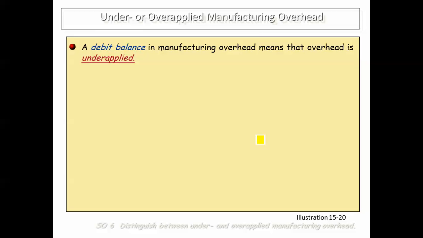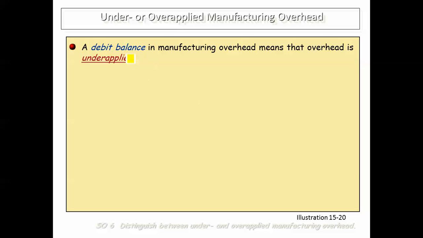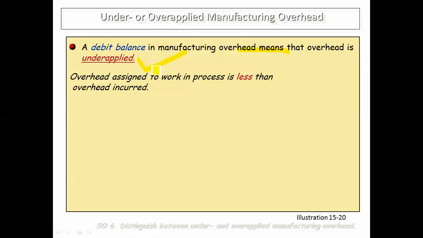Now, the problem is, as we go back here, you'll see that actually in manufacturing overhead, I incurred these costs. I assigned this. Well, notice I incurred more than I assigned. $1,400. I had a debit balance, which means the actual amount of overhead was $1,400 more than I assigned. So that means that I underapplied overhead. A debit balance in the manufacturing overhead means that overhead was underapplied. I didn't apply enough. I didn't cover it. Overhead assigned to work in process is less than the overhead incurred.